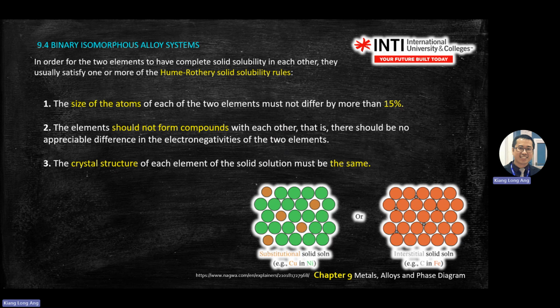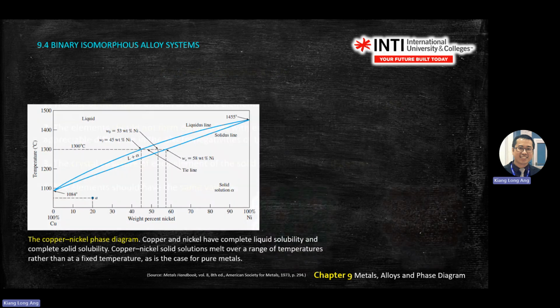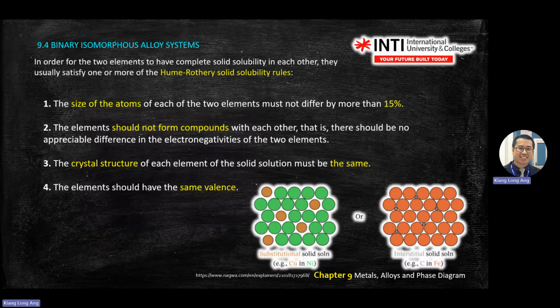The crystal structure must be the same because when they do the arrangement, if you have the same crystal structure, then they'll align themselves very fast. So this is very important for a binary isomorphous alloy system. Number 4, same valence. Same valence means the same family. Family number 1 has only one electron outside and so on. So they must be the same. If not the same, then we disagree with rule number 2. If the valence is not the same, then it will form a compound already.